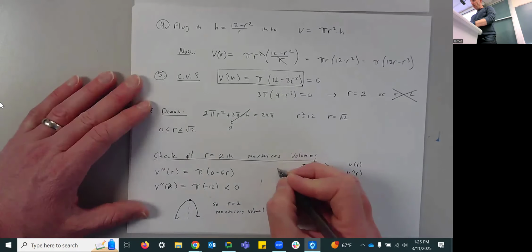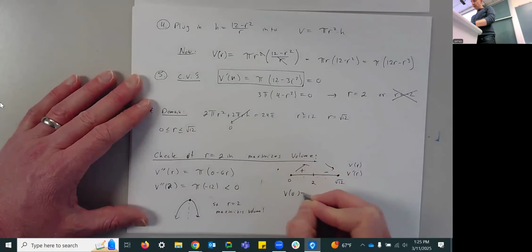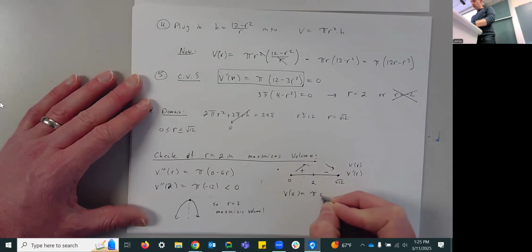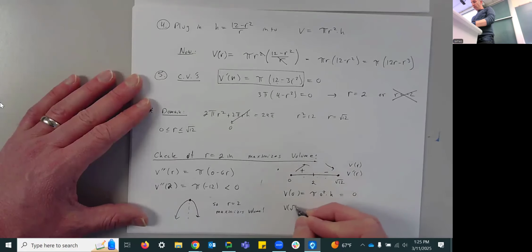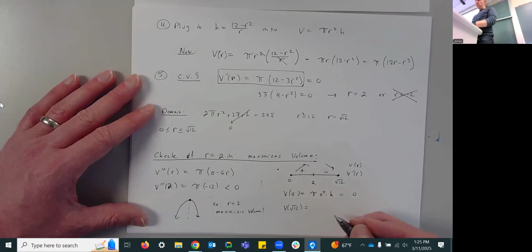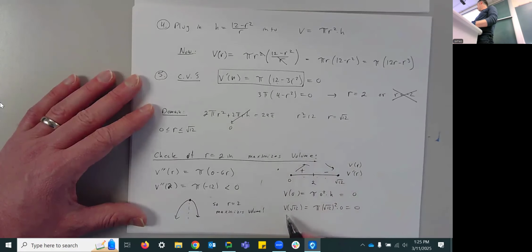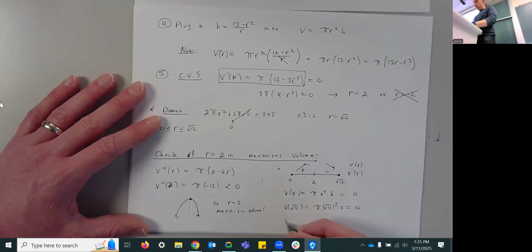You could also have said, oh yeah, V of 0 is going to be pi times 0 squared times whatever h is, which is 0, and V of root 12 is going to give you pi times root 12 squared, and I think that's when h has to be 0. So since those endpoints both give you a volume of 0, V of 2 being positive must be the maximum.